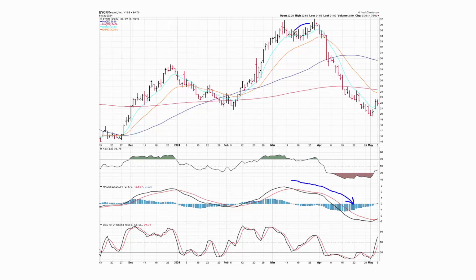And then the stochastic ends up being a timing mechanism within the trend. If you're wondering where should I short within here? This is the trend. This becomes your timing mechanism. You go short when you get a cross down. Okay, this is the daily chart. Let's go to another example.